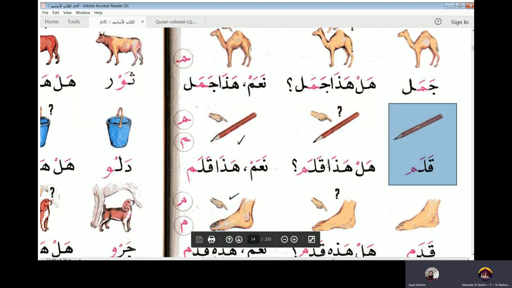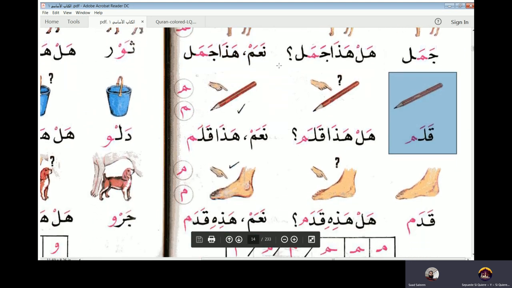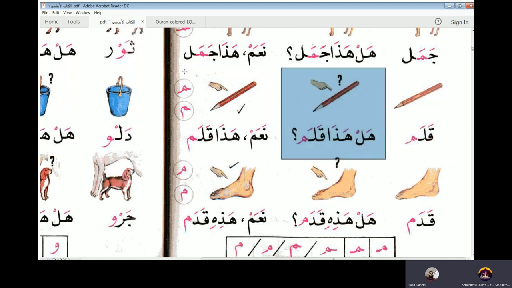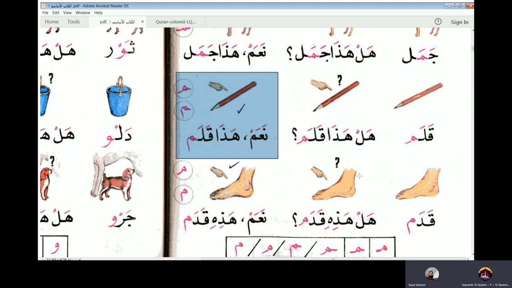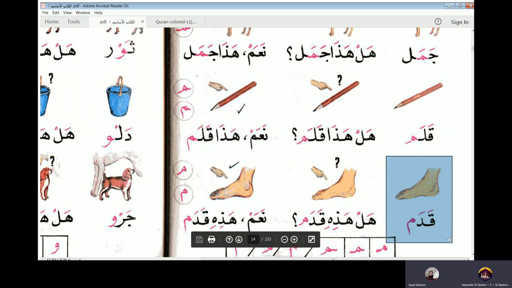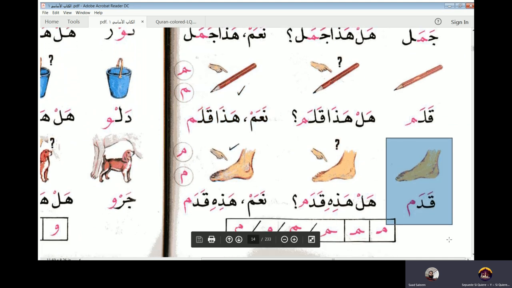قلم. A pencil. هل هذا قلمون؟ Is this a pencil? Yes. Okay. نعم. هذا قلمون. Yes, this is a pencil. Okay.